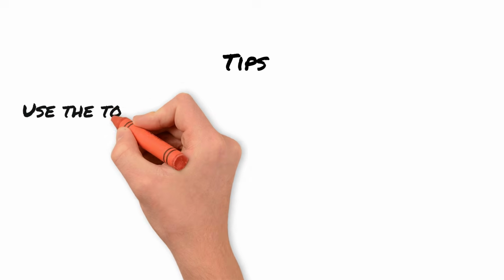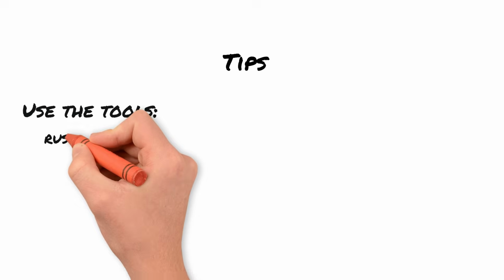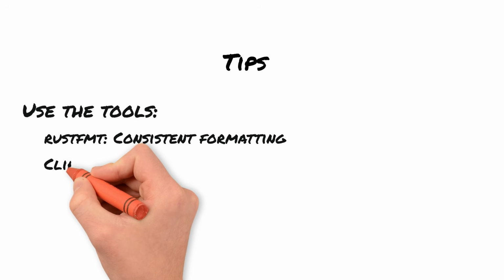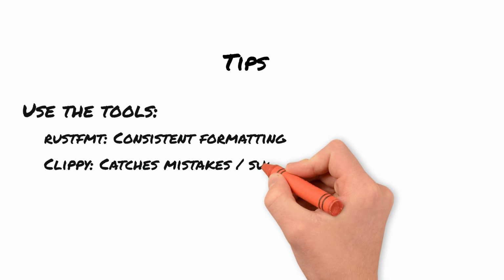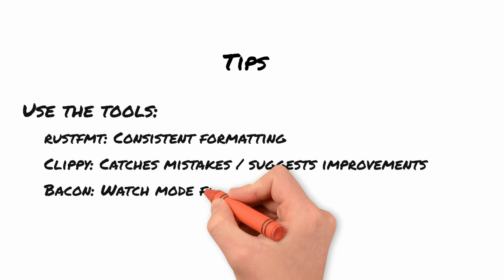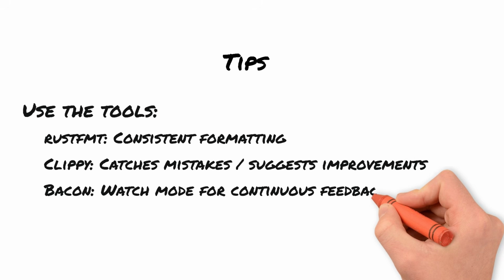Also, the Rust ecosystem has great tools. Use them. You have rustfmt for consistent and automatic formatting, and there's Clippy to lint for common mistakes and suggest improvements. And we have Bacon, tasty bacon, with watch mode for continuous feedback.